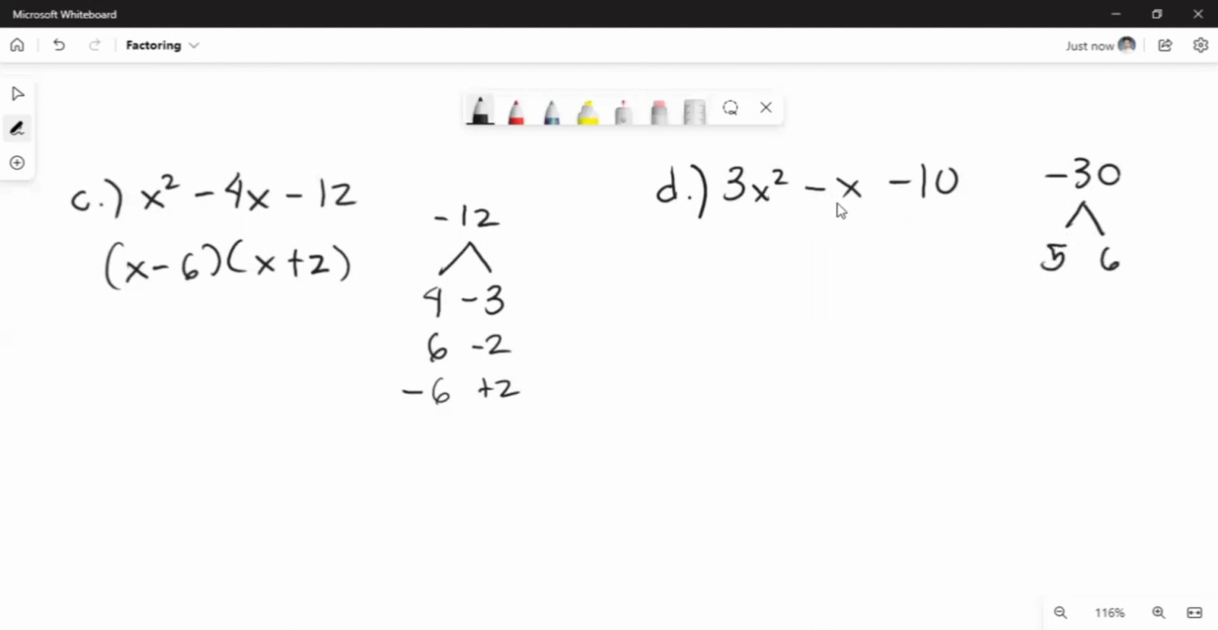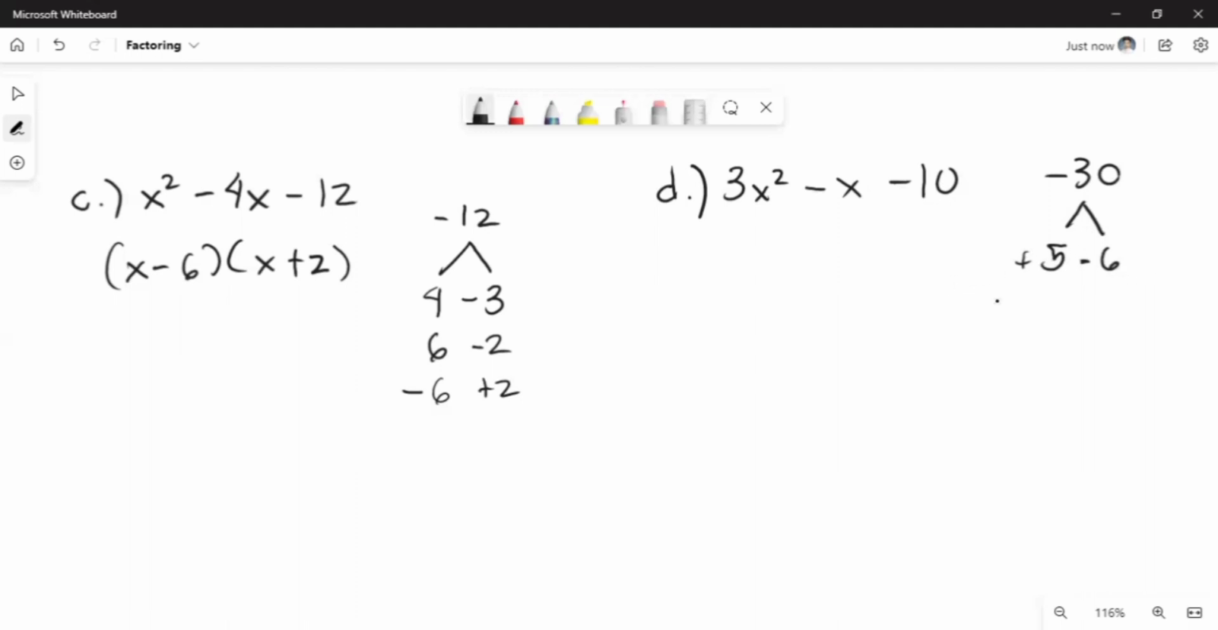Now, we need to have a negative number when we add those two. So the larger number should be negative. So 5 times negative 6 will be equal to negative 30. And if we add positive 5 and negative 6, that is negative 1. Therefore, we can use positive 5 and negative 6.